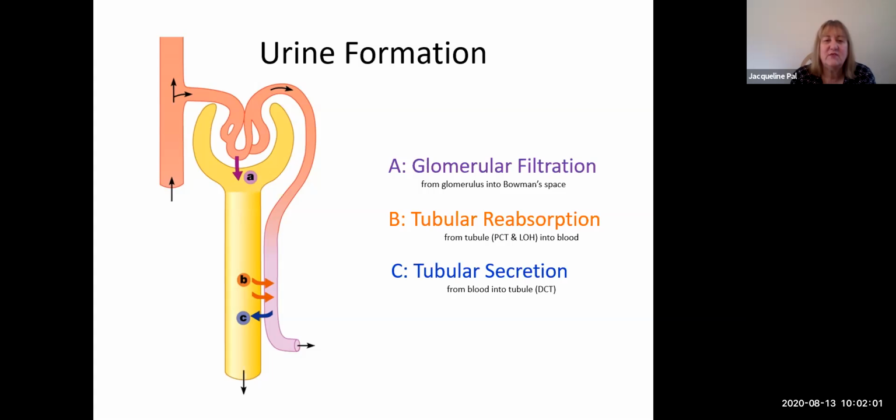And then that is followed by tubular secretion, which means stuff can be secreted from the blood to enter the tubule. And this is what occurs in the distal convoluted tubule and to a minor extent in the collecting duct. So those are the 3 basic steps in 2 words each.